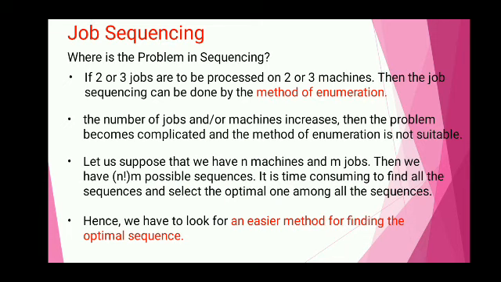If 2 or 3 jobs are to be processed on 2 or 3 machines, then the job sequencing can be done by the method of enumeration. As the number of jobs and machines increases, the problem becomes complicated and the method of enumeration is not suitable. Suppose that we have n machines and m jobs, then we have (n factorial) to the power m possible sequences. It is time consuming to find all the sequences and select the optimal one among them. Hence, we have to look for an easier method for finding the optimal sequence.